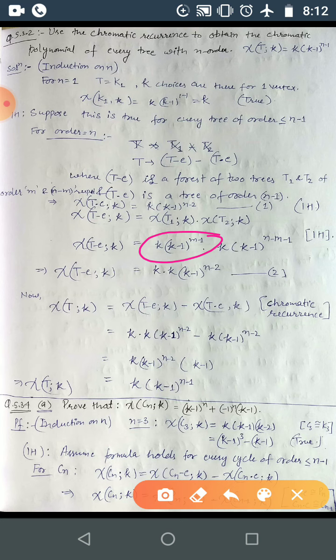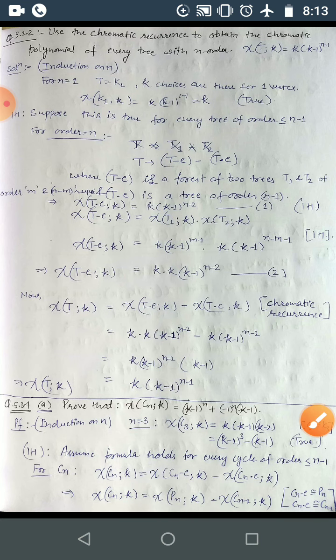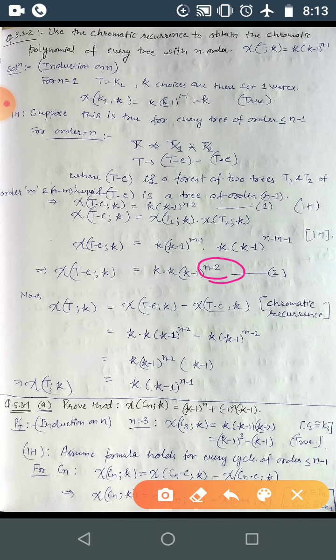Correct? So we can use the induction hypothesis to get the chromatic polynomial for T1 of order m. It will be k into k minus 1 raised to the power m minus 1, into k minus 1 raised to the power n minus m minus 1 for the second. Correct? So just multiply it. After multiplying we get k into k, that is k squared, and k minus 1 raised to the power of this plus this; the base is the same, so the powers are added, and we get n minus 2.